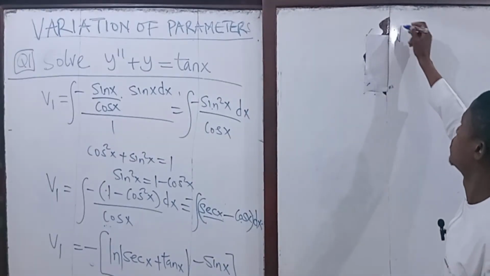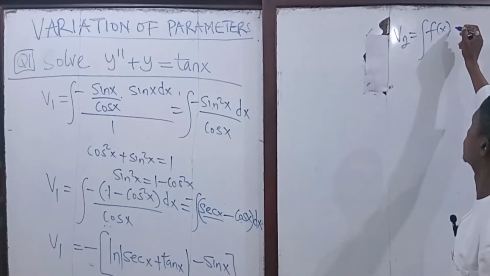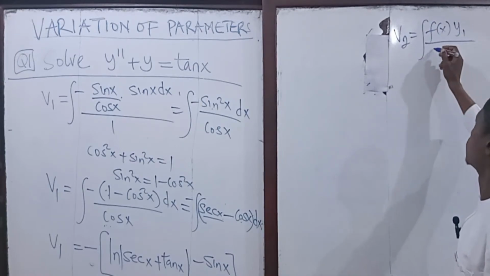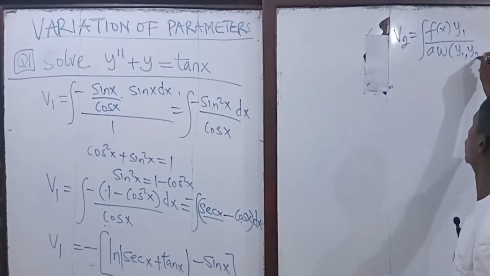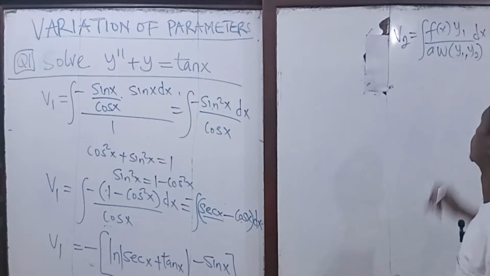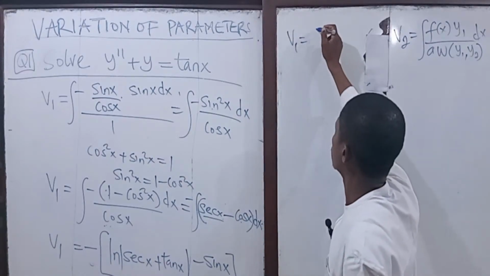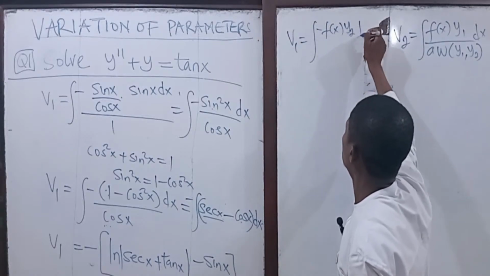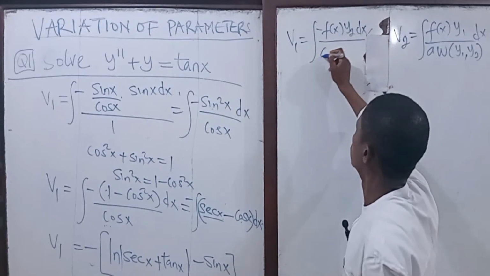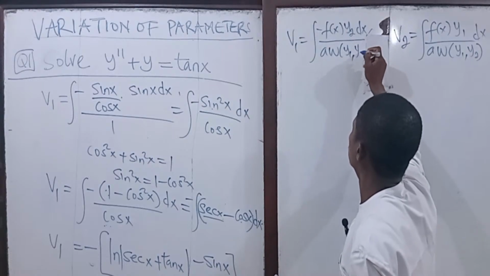For v2, the formula is the integral of f of x times y1 over a times rho squared of y1, y2, dx. Now I want to tell you about the formula of v1 and v2. Look at it. This is your v1, which is minus the integral of f of x y2 dx over a times rho squared of the functions y1, y2.